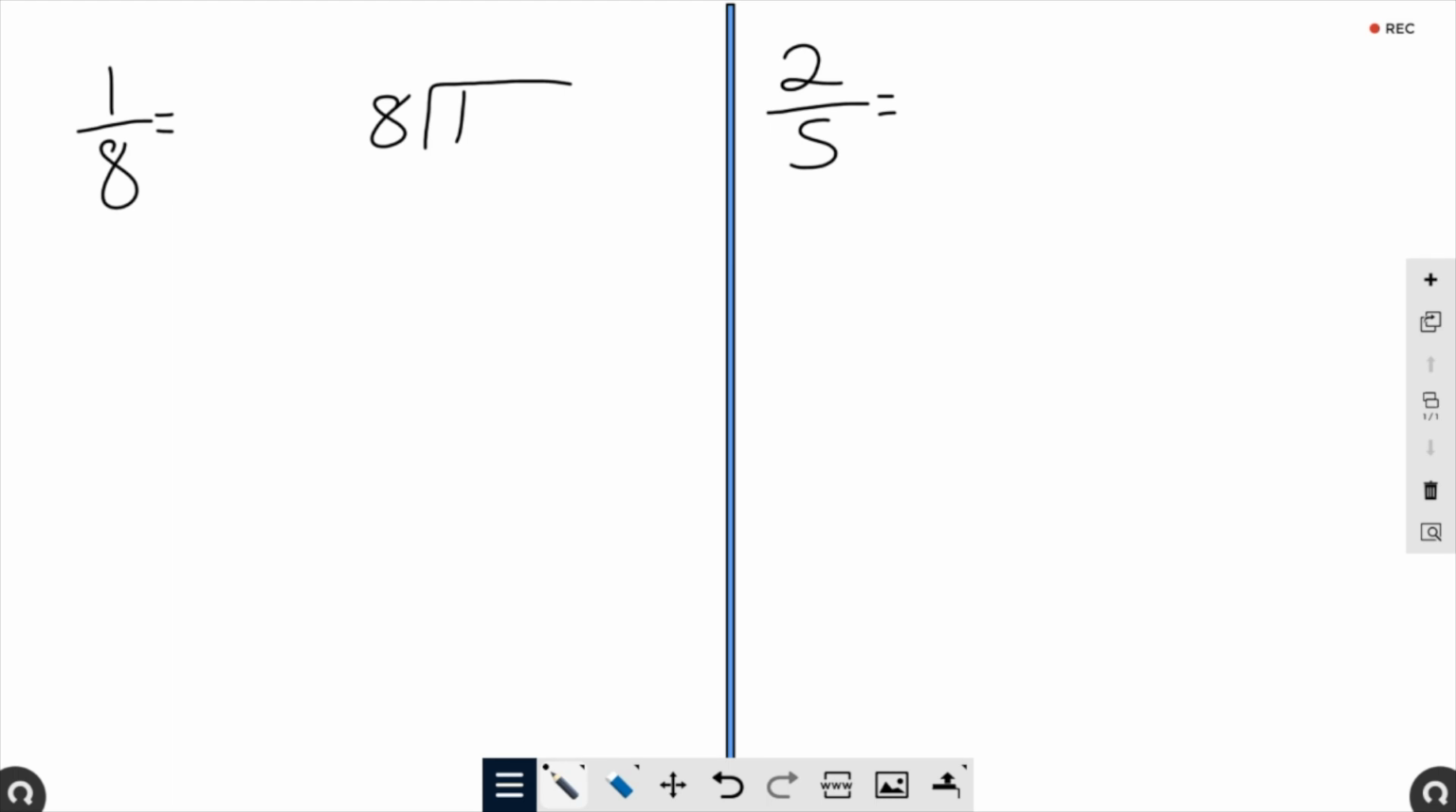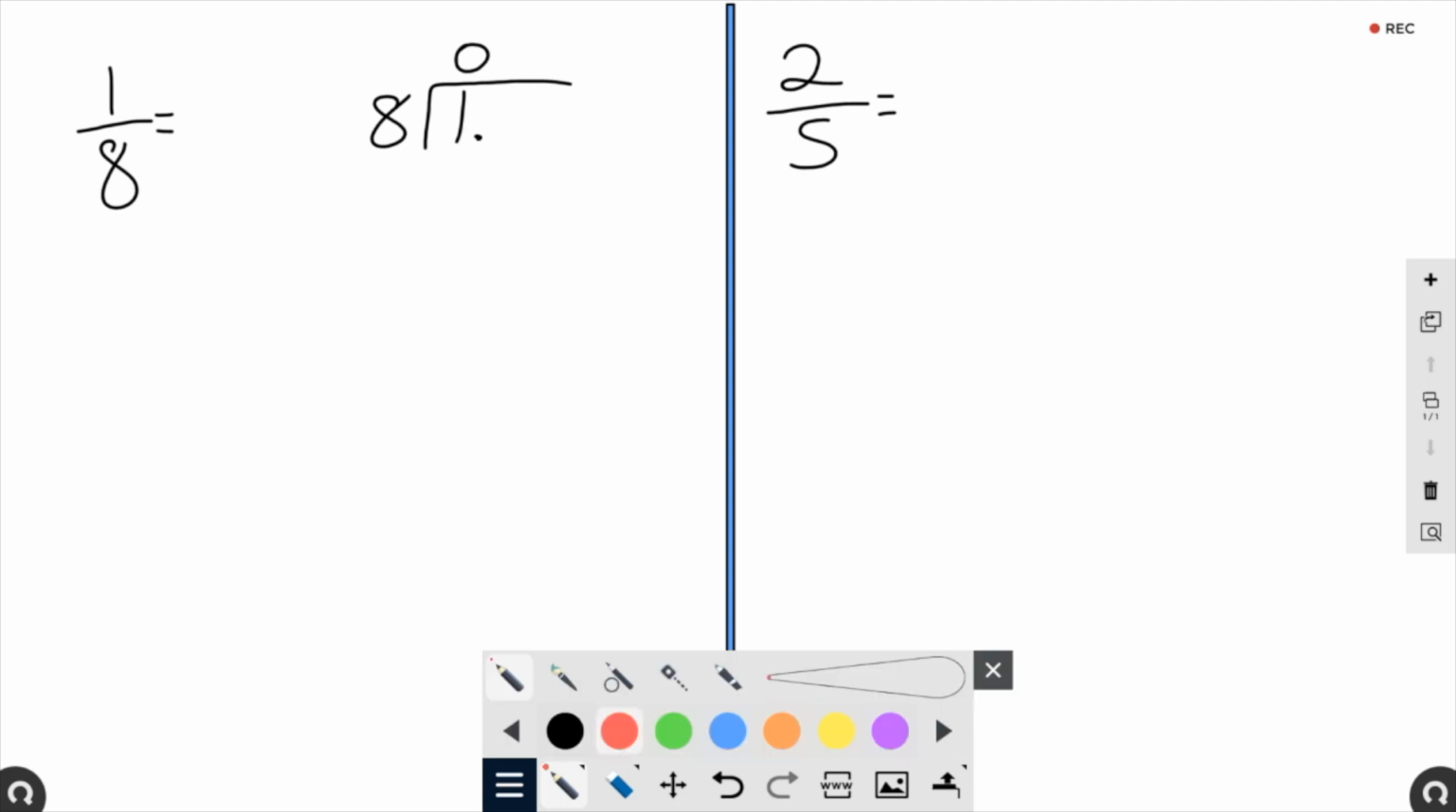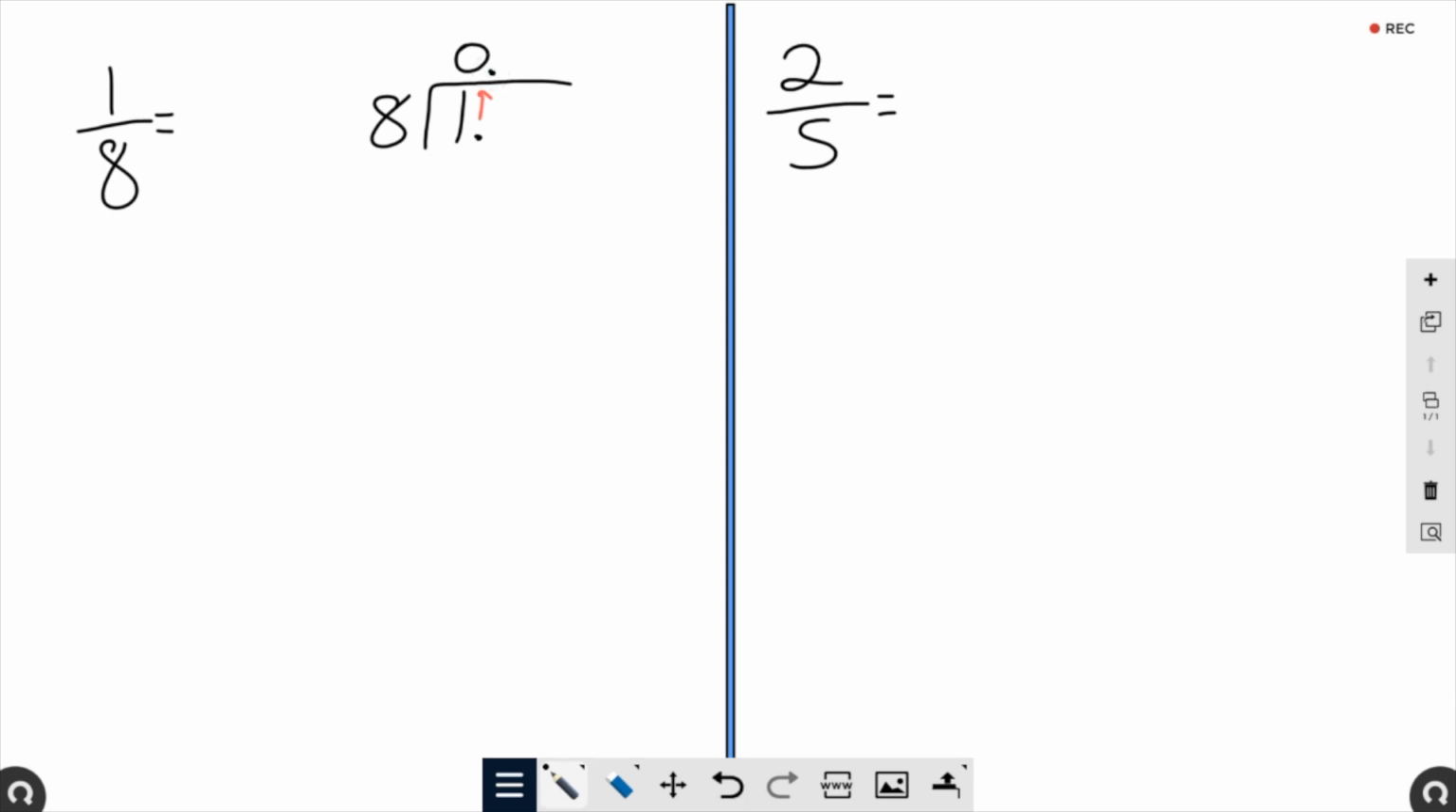8 goes into 1, 0 times. So now I'm going to add a decimal, and I'm going to bring that decimal up. And I add a 0. 8 goes into 10, 1 times. 1 times 8 is 8. I subtract. 10 minus 8 is 2.